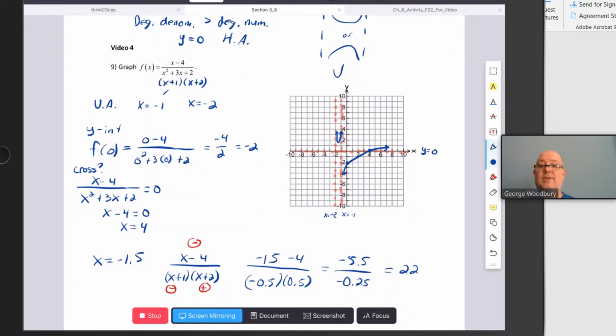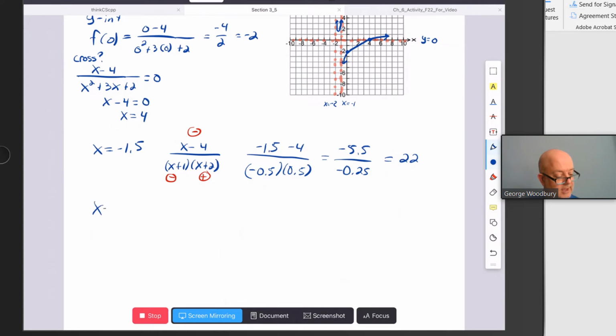To the left of -2, and I'm going to use the same kind of approach. It's either going to have this kind of behavior, or it's going to have this kind of behavior. And by figuring out a point above or below, I can track that down. And so I'm going to just use something to the left of -2, like -3. And I'm using the same sign chart approach. -3 minus 4, that's negative. -3 plus 1, that's negative. And -3 plus 2, that's negative.